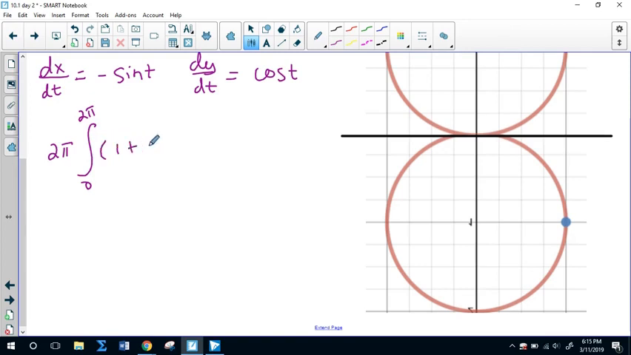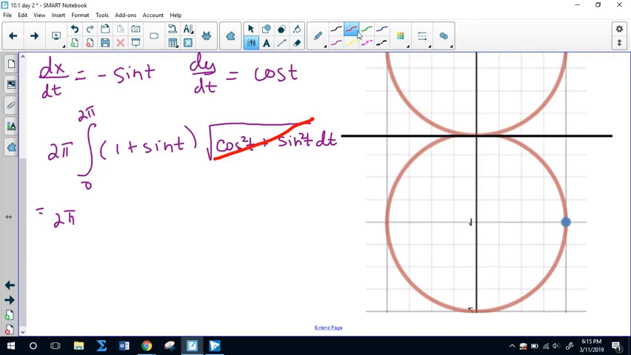So this is 1 plus sine of t. And then it is the square root of dy/dt, which is cosine squared, and then dx/dt squared, which is going to give me sine squared. I hope you can tell by looking at this that this is a really nice problem to do by hand, because this is all going to go away, right? This is just 1. So what I am integrating is 0 to 2 pi, 1 plus sine of t dt.